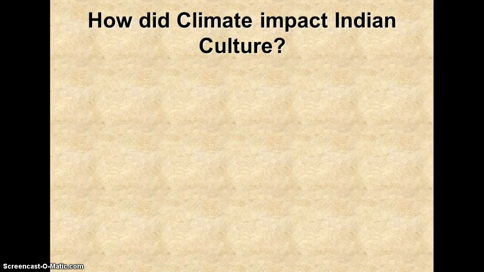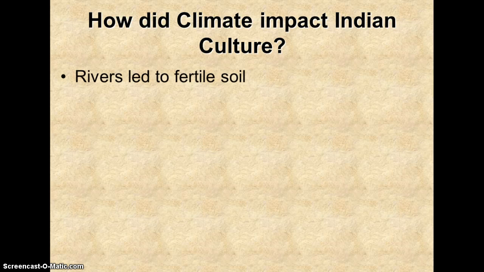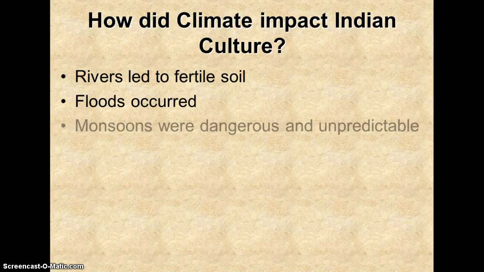So how did climate or the weather impact Indian culture? We talked about those two rivers, the Indus River and the Ganges River. These lead to floods, which we'll talk about in a moment. If you live near a river, one of the dangers is it might flood. We're going to look at what a monsoon is. They have monsoons, which are dangerous and unpredictable. You're not totally sure when they're coming.